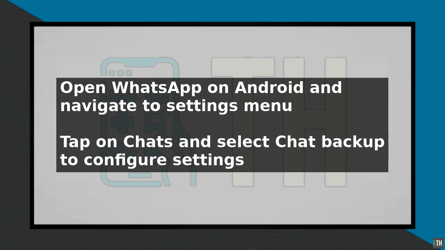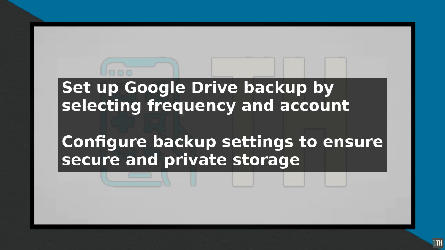In the Settings menu, tap on Chats and then select Chat Backup. This section allows you to configure your backup settings, including the frequency of automatic backups and the Google Drive account where your backups will be stored.